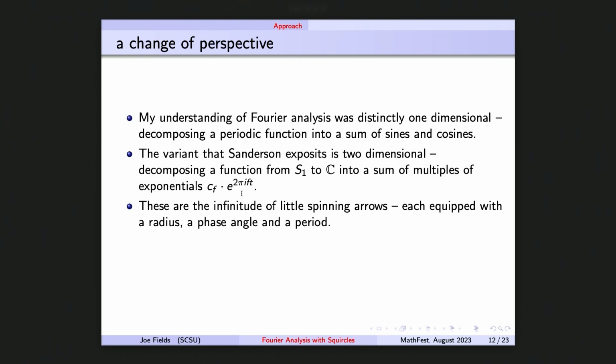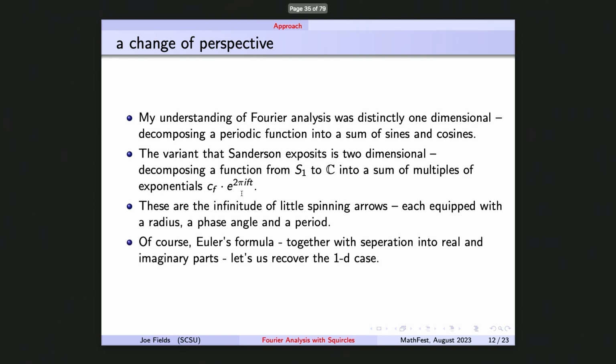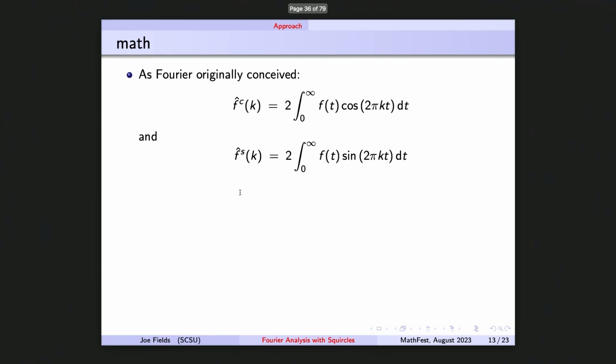And then, of course, if you want to get the sort of old school version of Fourier analysis that I grew up on, you just pull out the real and imaginary parts with Euler's formula. So it's more general and it gives you the same stuff. So that's Fourier analysis as I originally knew it.